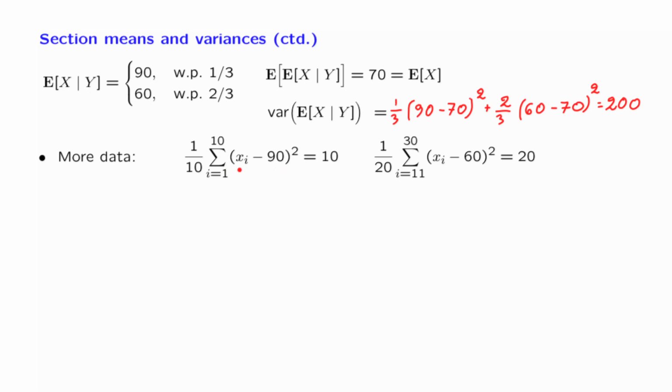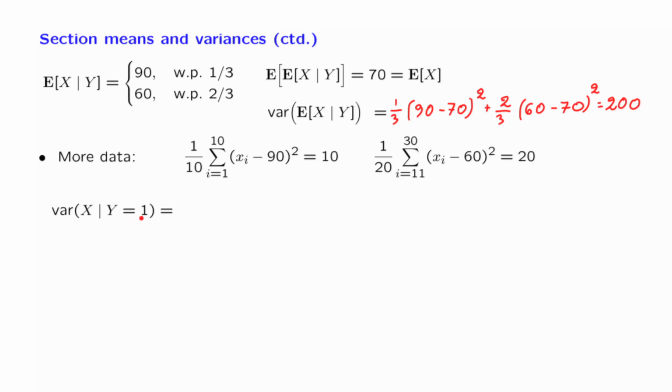For the first section, this is the deviation of the ith student from the mean of that section. So this is the sum of the squares of the deviations, and then we average over all the students. We will use these data to calculate certain quantities. For example, the variance of the scores in the first section.